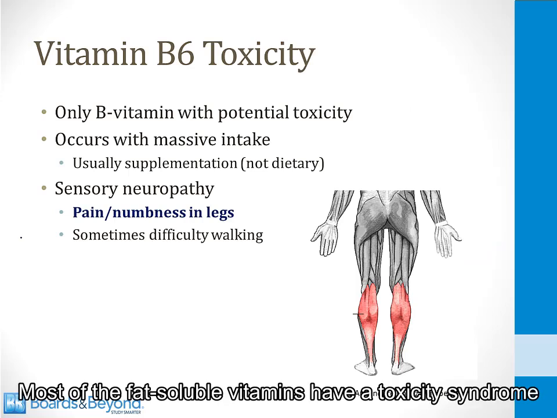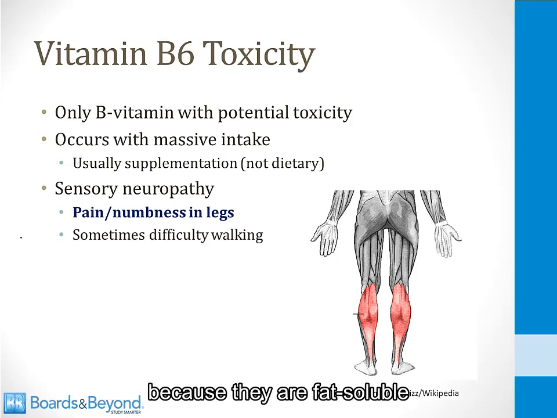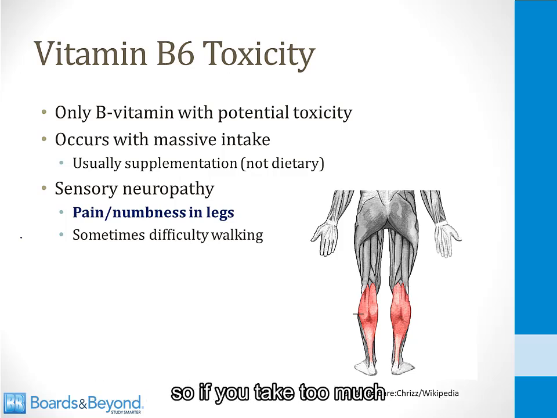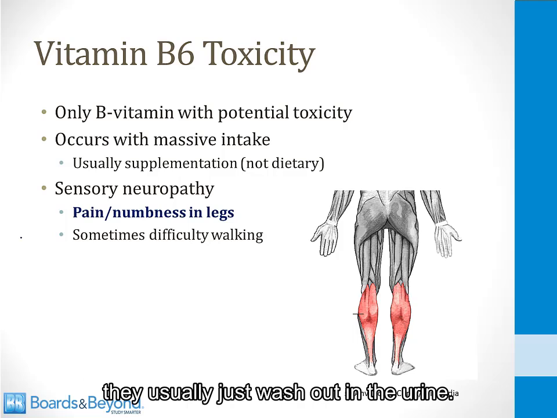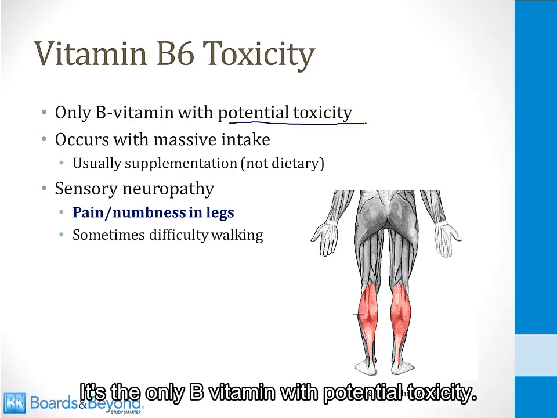Most of the fat-soluble vitamins have a toxicity syndrome that occurs if you take too much of the vitamin. Because they are fat-soluble, they can accumulate in the body. This is generally not true for the B vitamins. They're water-soluble, so if you take too much, they usually just wash out in the urine. Vitamin B6 is the exception. It's the only B vitamin with potential toxicity.